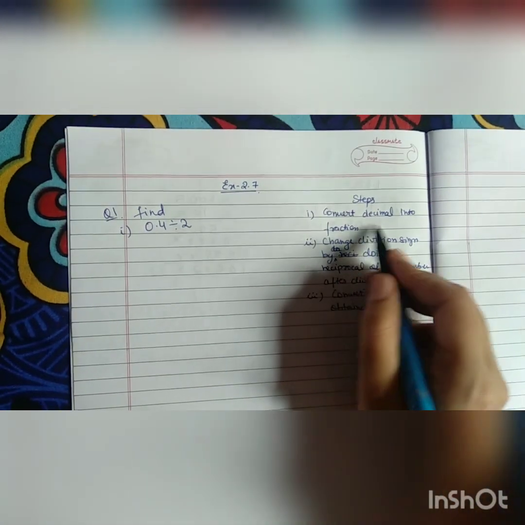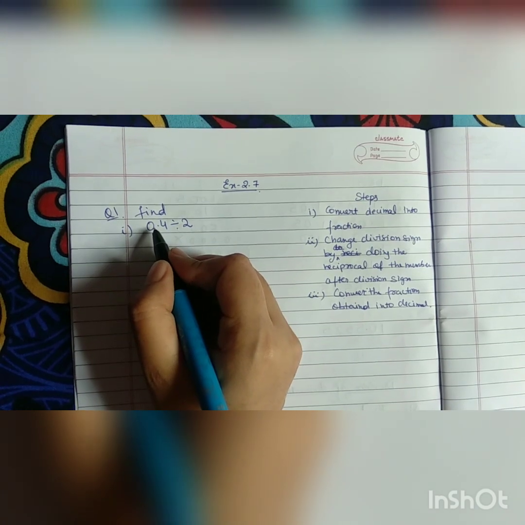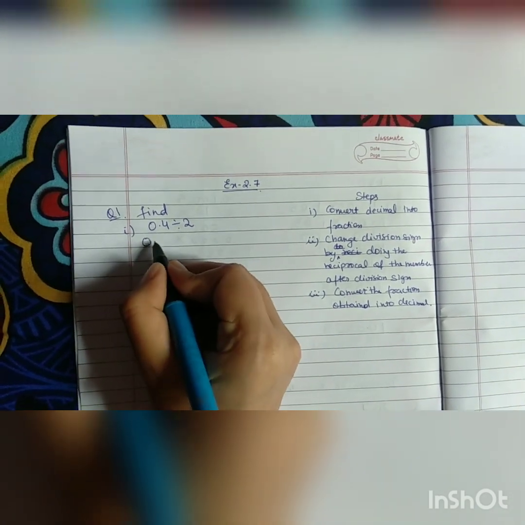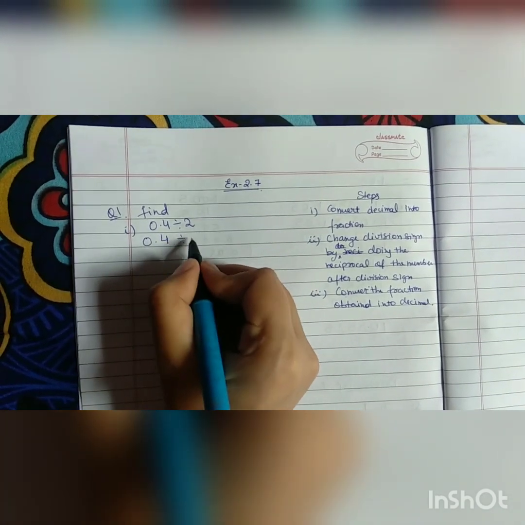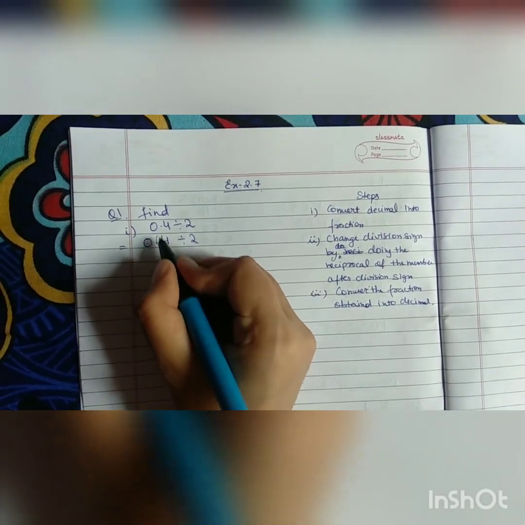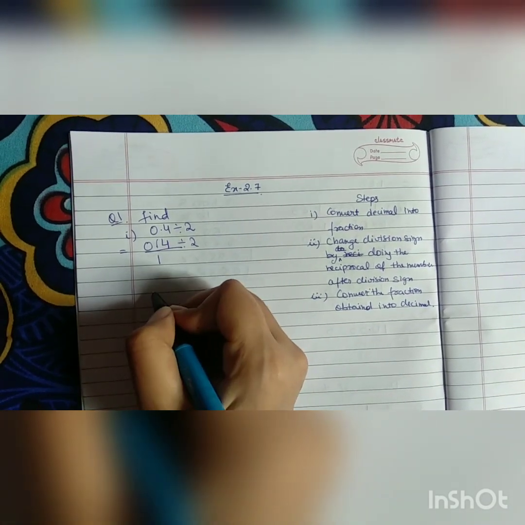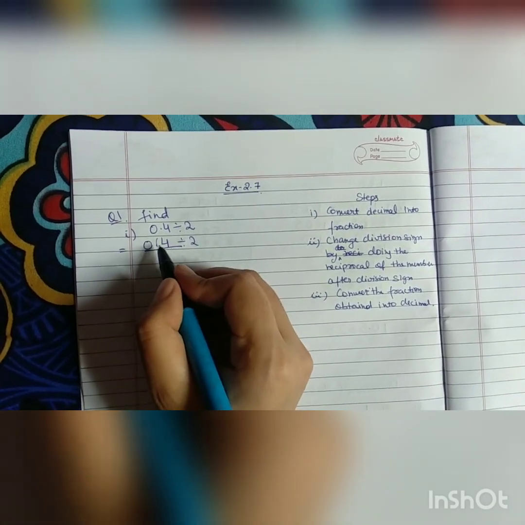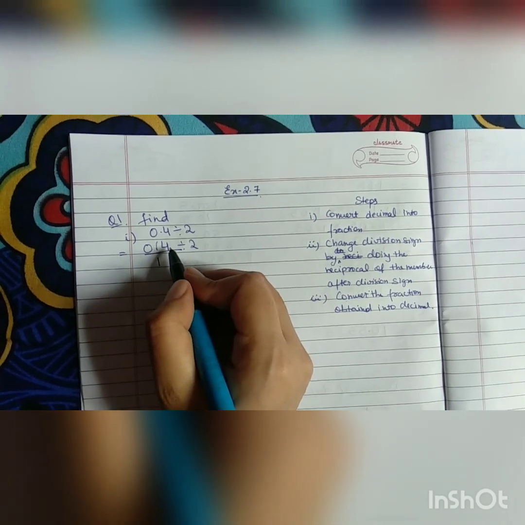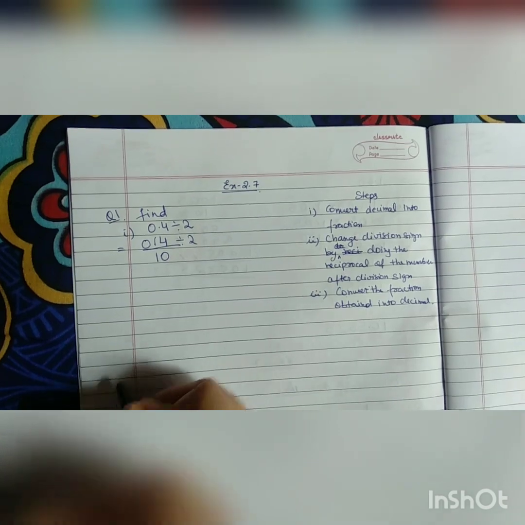First step is to convert the decimal into a fraction. So this is a decimal, and we have to convert it into a fraction. So this is 0.4 divided by 2. To convert this decimal into a fraction, we remove the decimal point, and in place of it we write 1 in the denominator. After the decimal there is 1 digit in the numerator, so we write 1 0 in the denominator.